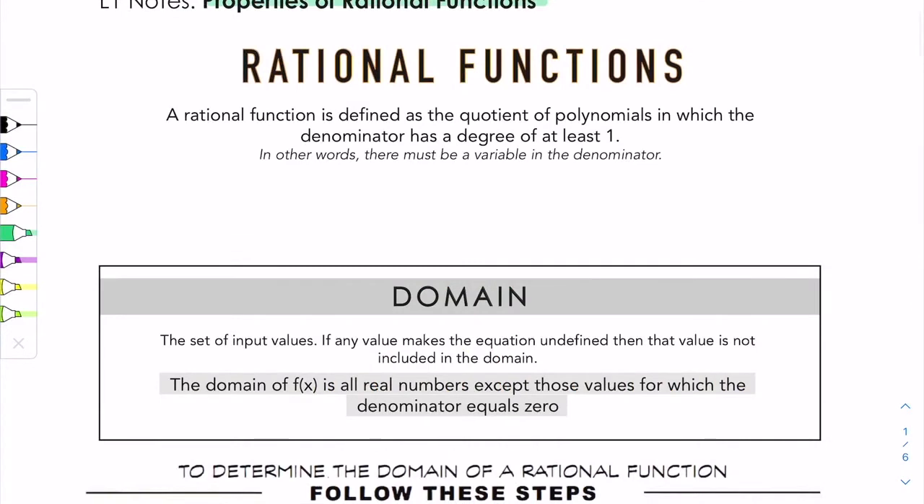This is quite a long lesson, so I'm going to skip through some of the examples. You can find any example that I skip on my answer key posted on my website. But to start off with, we just need to review what a rational function is. A rational function is defined as the quotient of polynomials in which the denominator has a degree of at least 1. So that means you have a polynomial in both the numerator and the denominator.